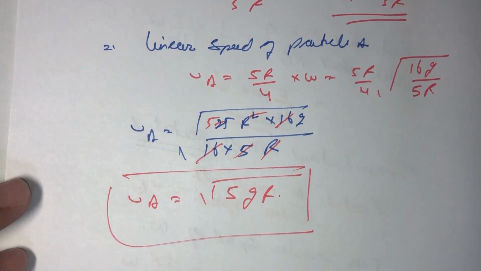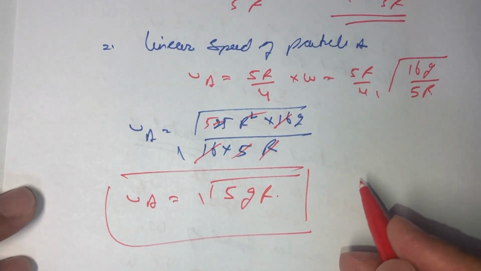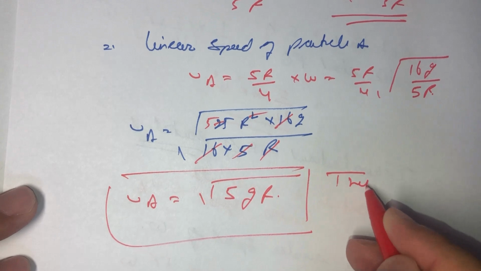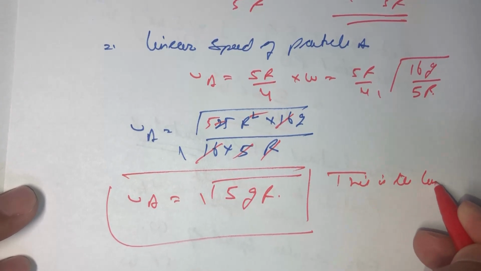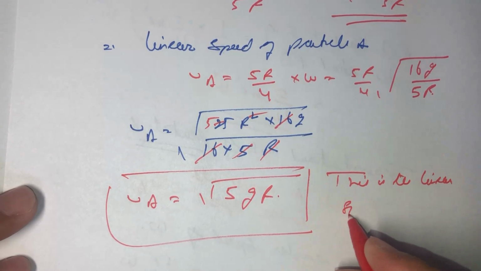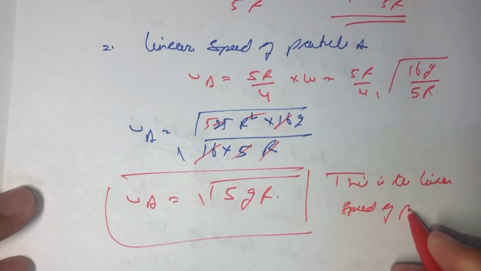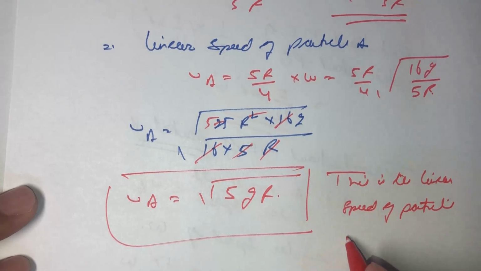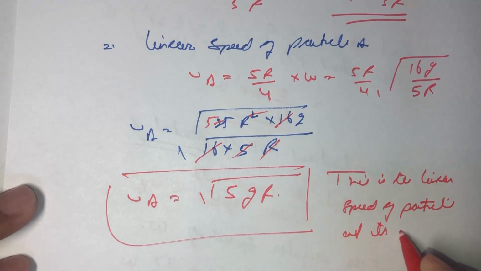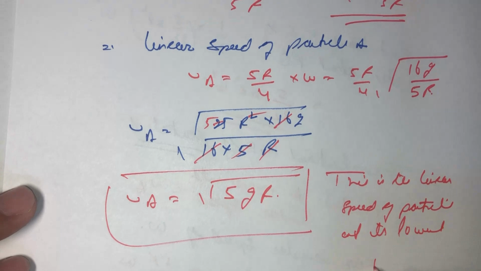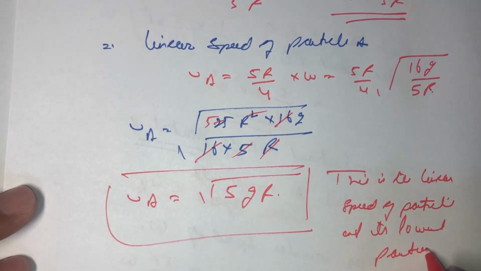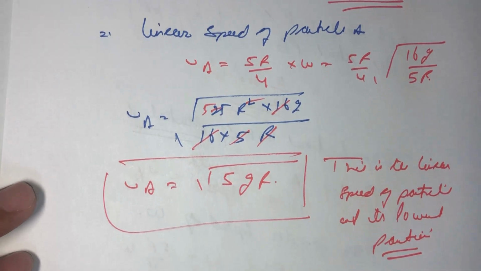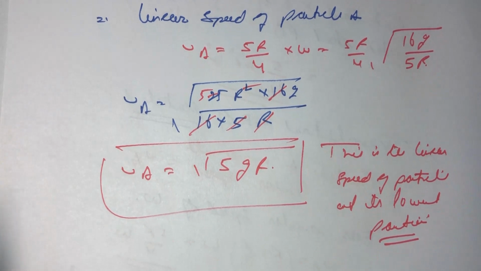So this is the linear speed of the particle at its lowest position. So this completes the question.